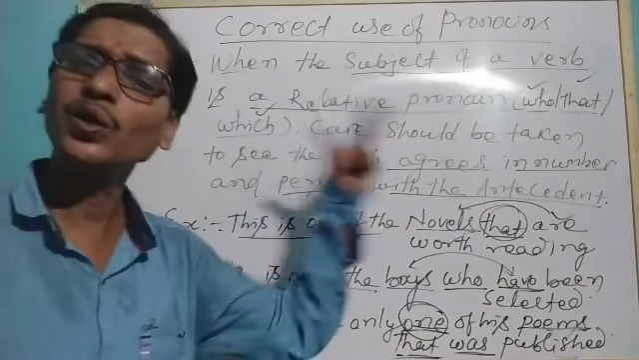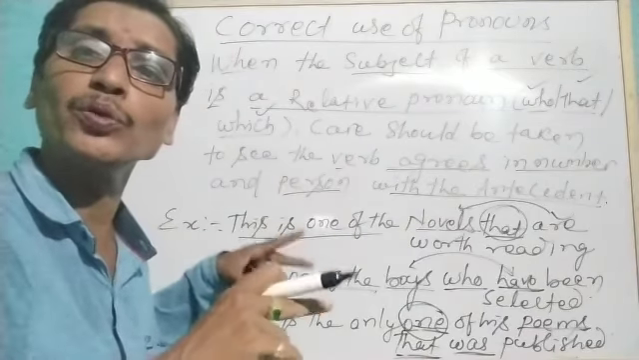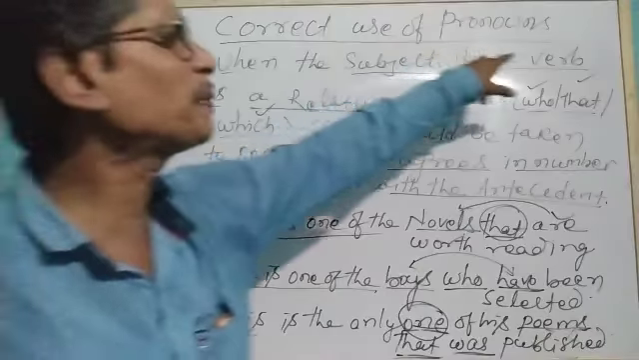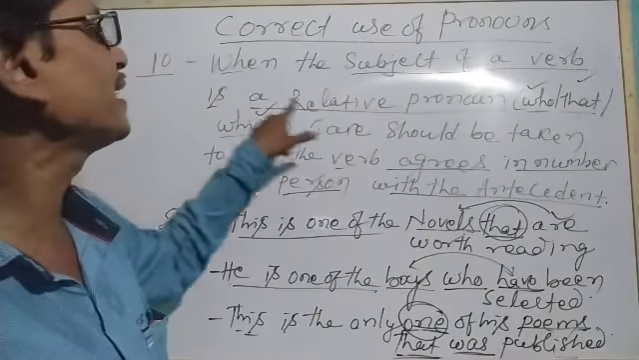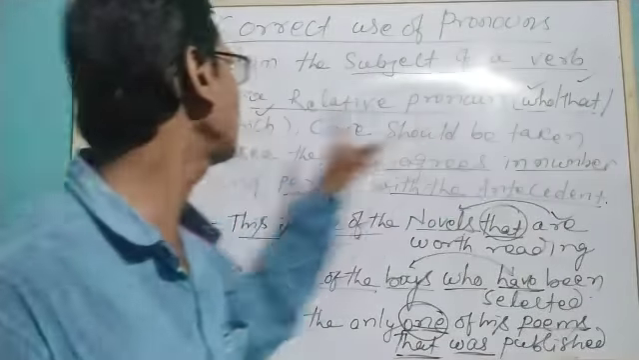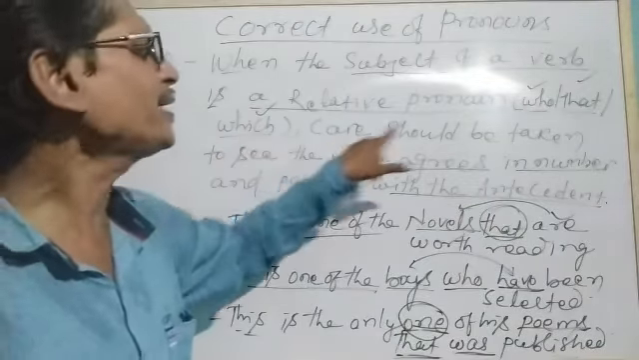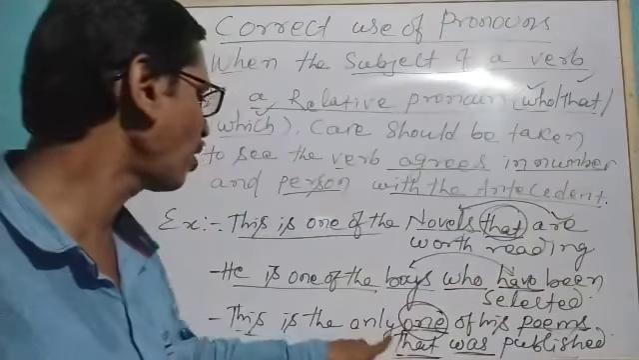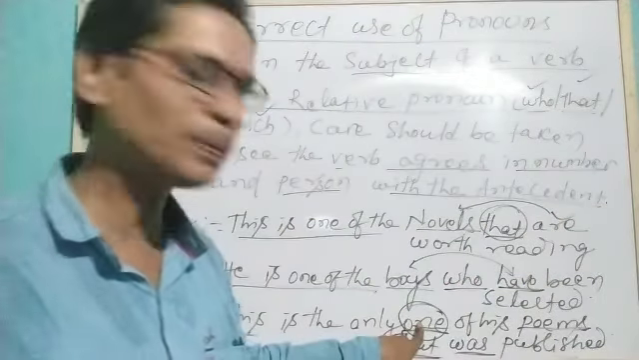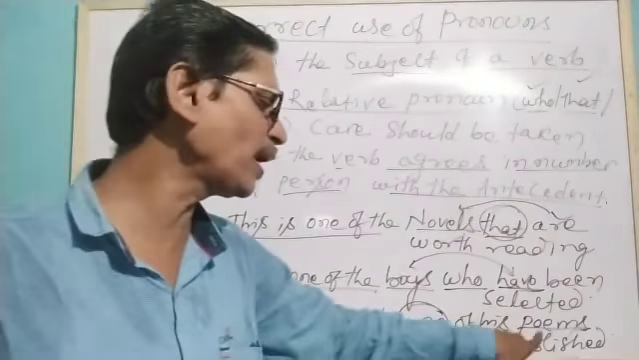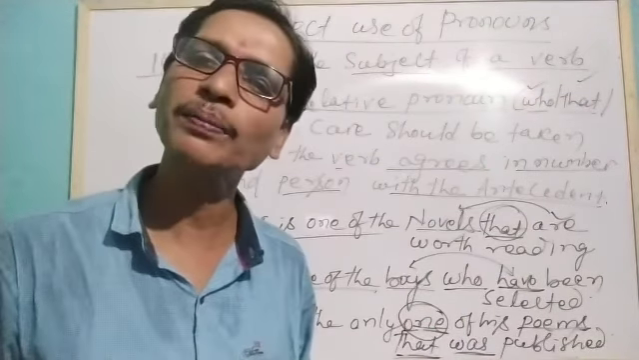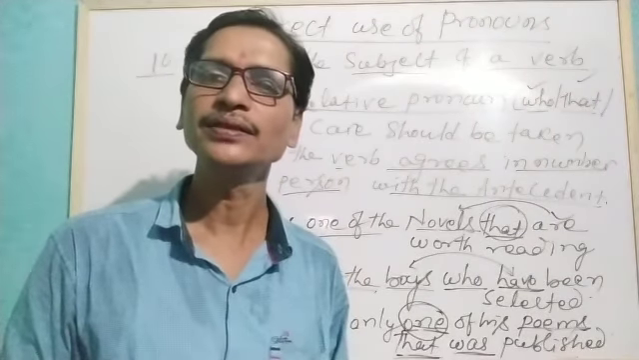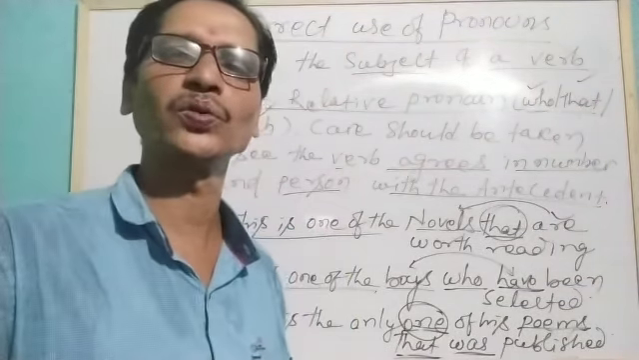So from this rule, don't be confused. If you go through it carefully, you can understand better. When the subject of a verb is a relative pronoun, that means who, that or which, care should be taken to see that the verb agrees in number. Therefore, in accordance with this number, we have used the verb to agree with its subject. Understand? Okay, let's understand the next rule.